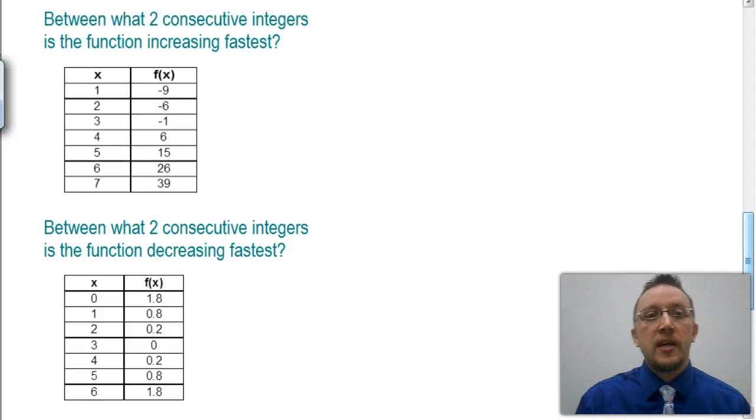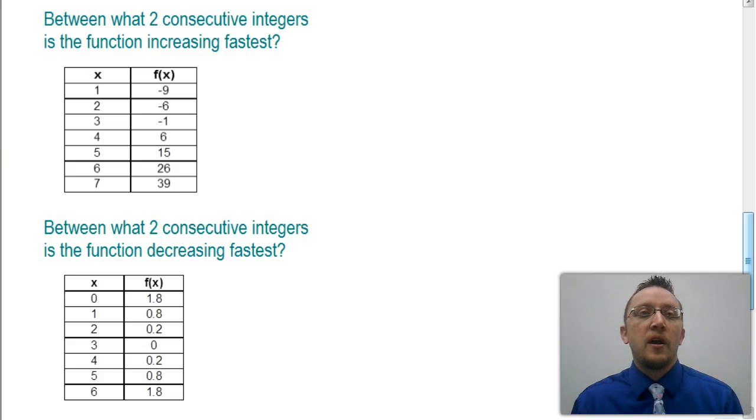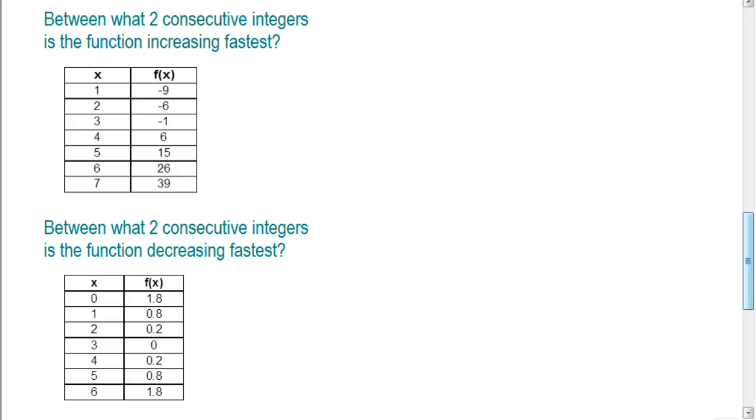Let's look at this first example. In this first example, it says again, at what point is it increasing the fastest? Between what two consecutive integers is it increasing the fastest? Well, let's see how we can use slope to figure this out. First, if you recall from the slope formula, if I wanted to find the rate of change between these two consecutive integers, I would subtract my y values.